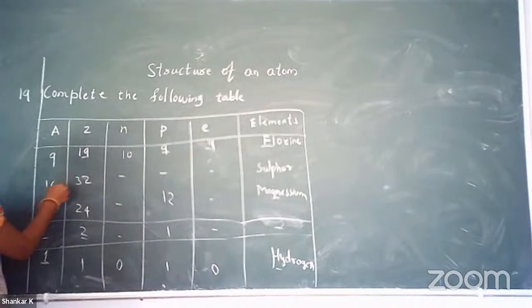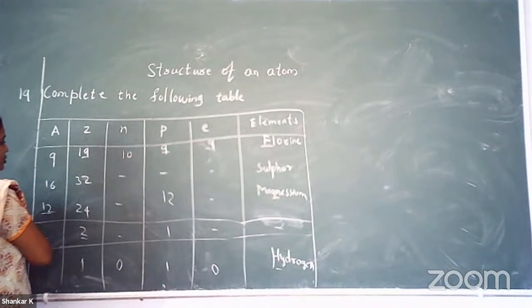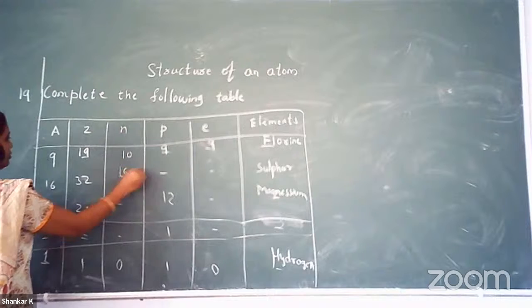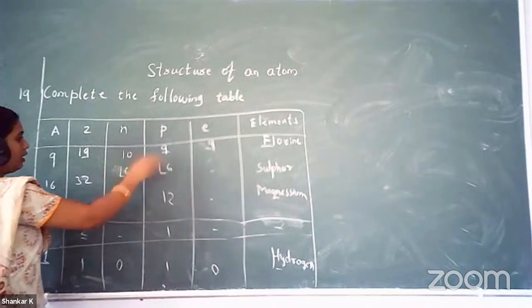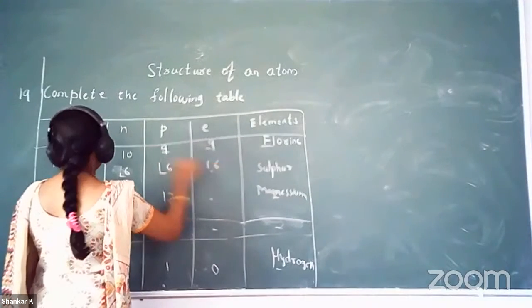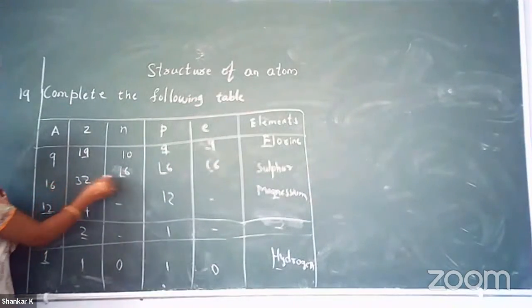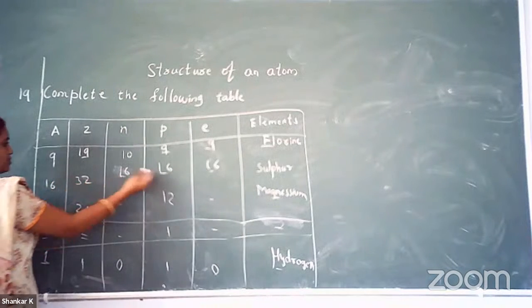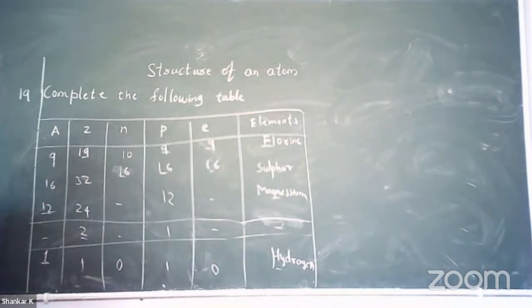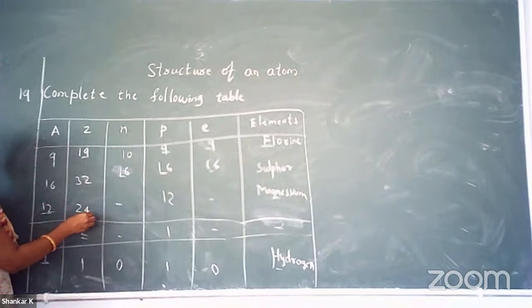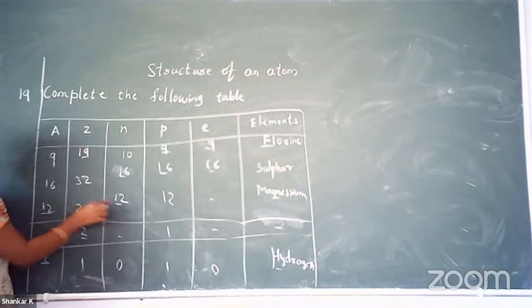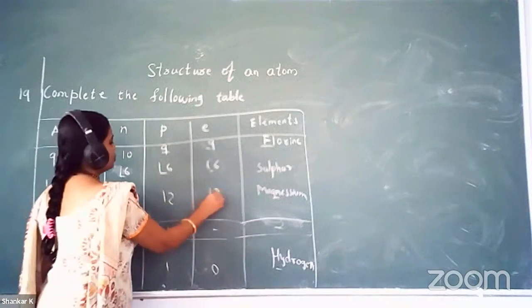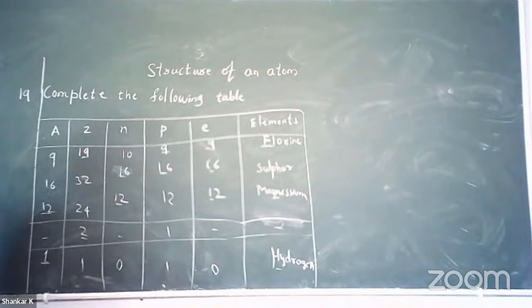Then here 16 is there, 32 is there. 32 minus 16 is how much, students? 16. Here 16 will come, and here also 16 will come, because the atomic number is 16 and the mass number minus it comes to 16. Then 12 and 24 is there. Here atomic number is 12. 24 minus 12 is 12, and it is also 12. Now you have understood. Completed?